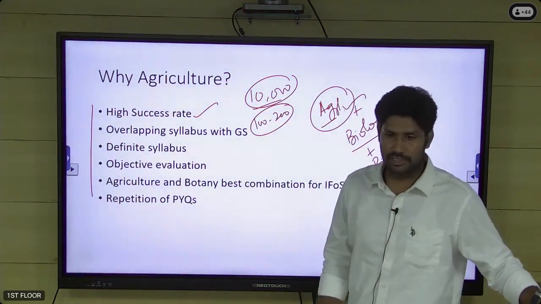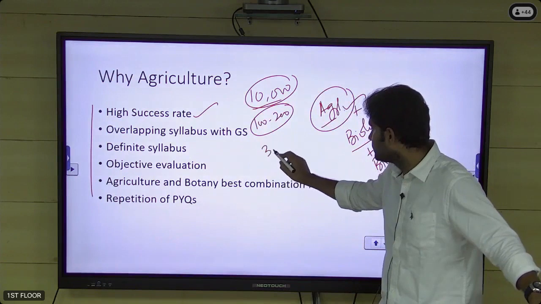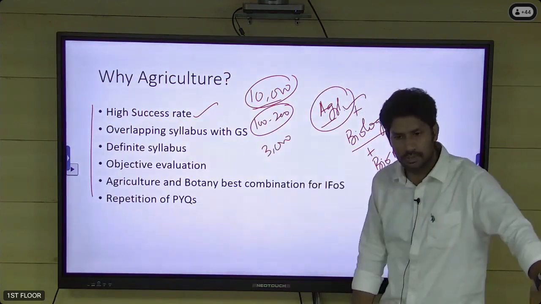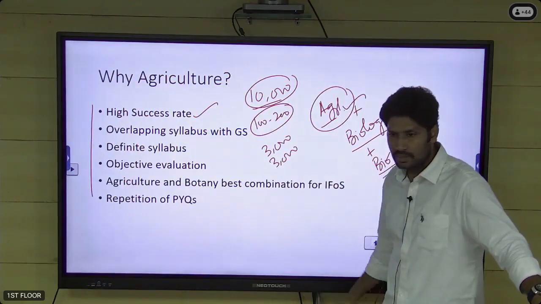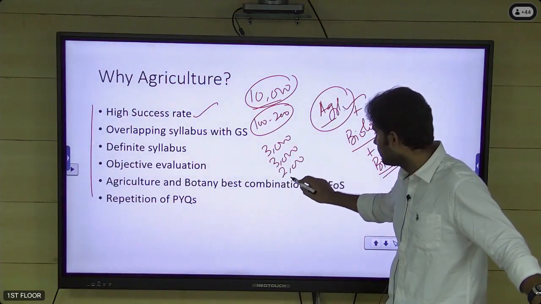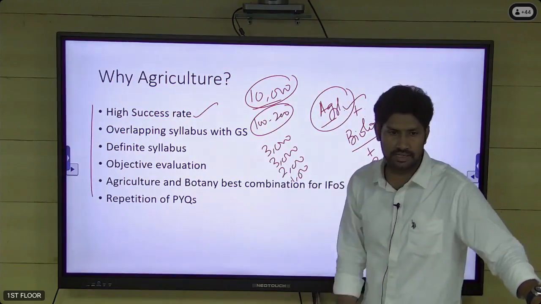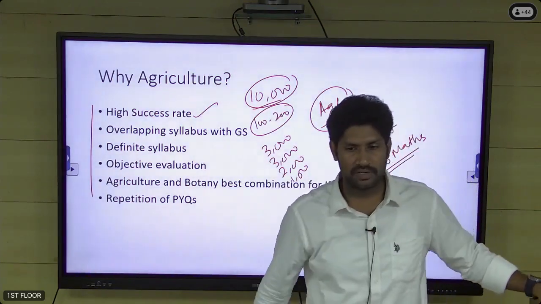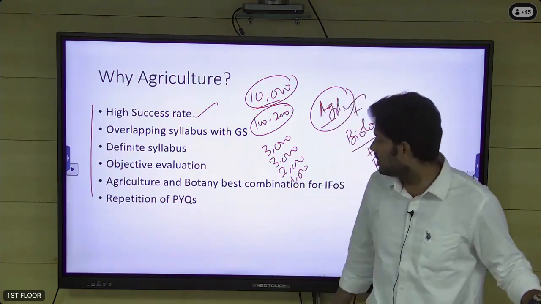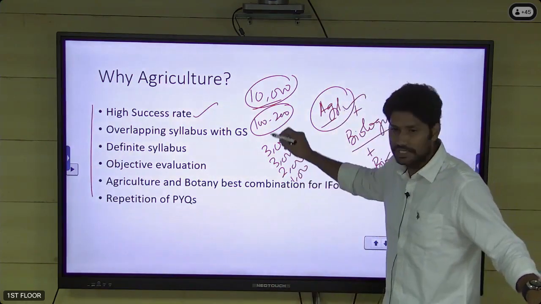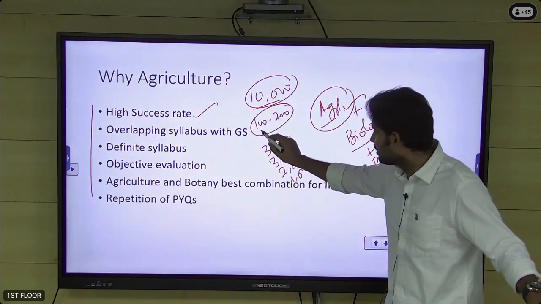For other popular optionals, for sociology, it is in the range of 3,000 students appearing with the sociology optional. Similarly, geography also around 3,000 students. Then for other optionals, 2,500. So this is the number of students appearing with the various popular optionals, right? So see the comparison. So 100 students are appearing for the mains.